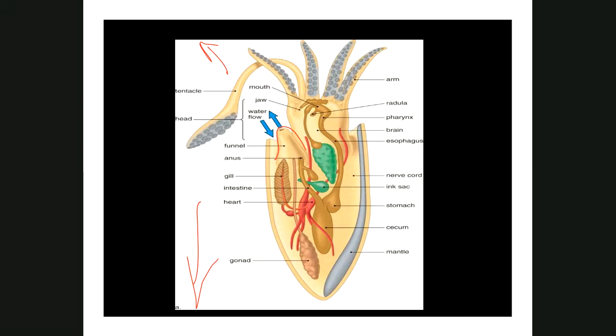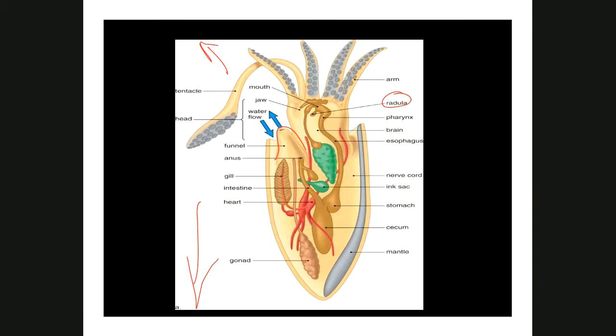The tentacles are composed of short arms and long arms. You have long hunting tentacles, and the short ones are for grabbing. Inside that is the radula, which, in squid and octopus, is a very muscular structure with a sharp beak.